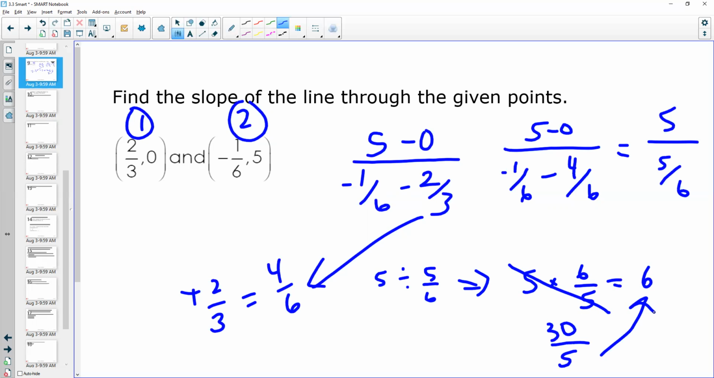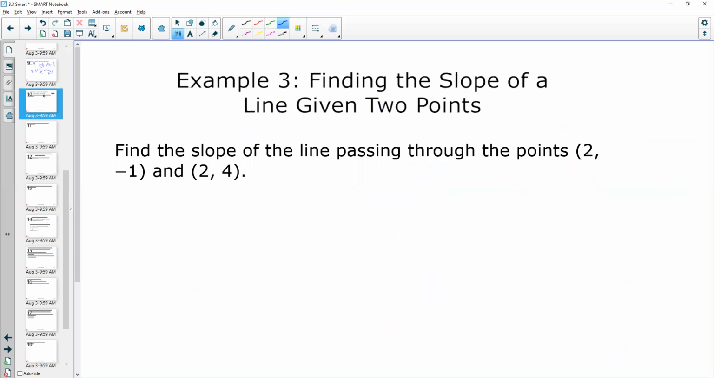I think I had a negative somewhere. Yep. So it should be negative 6. And what that means is negative 6 over 1 would be 6 down, 1 to the right. All right. So you see where this is going. Let's try a couple more.